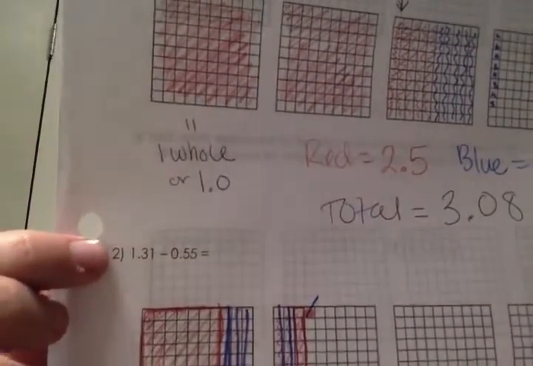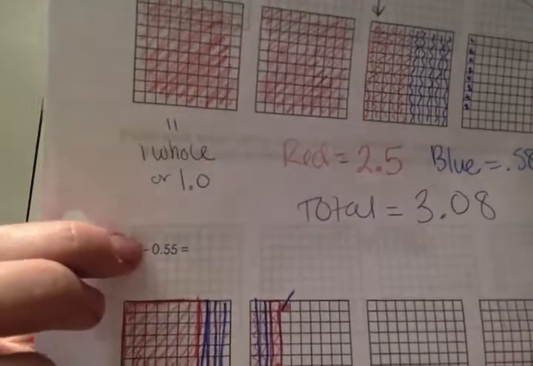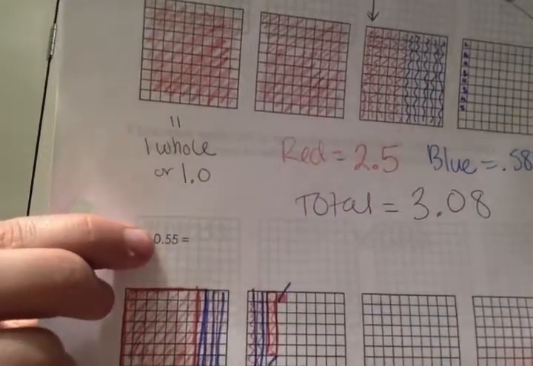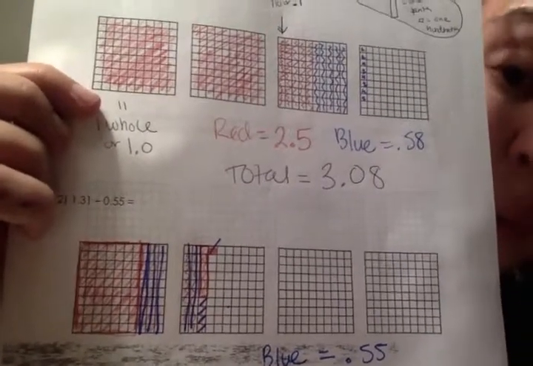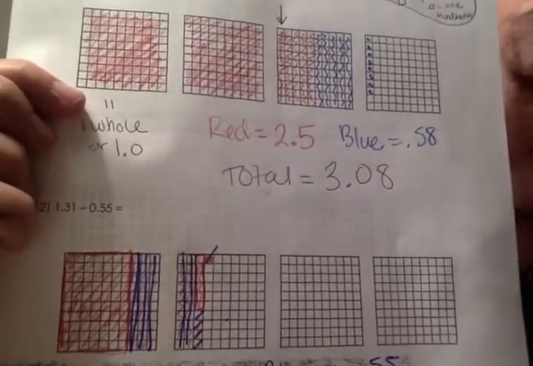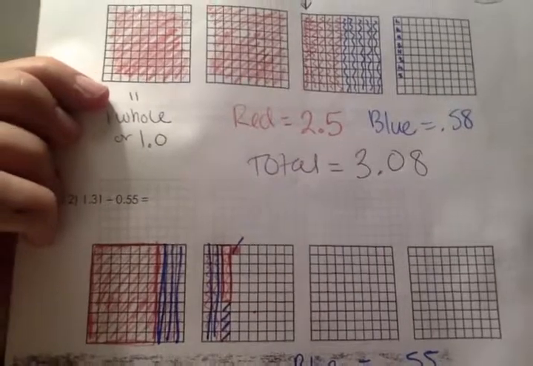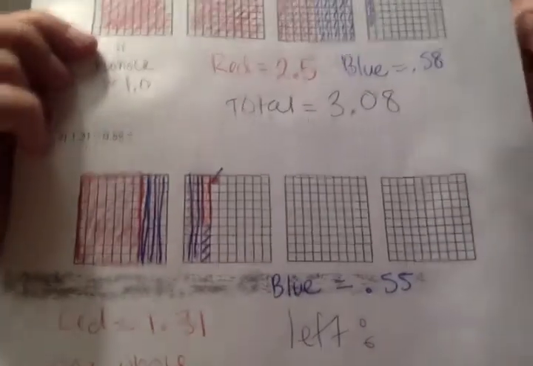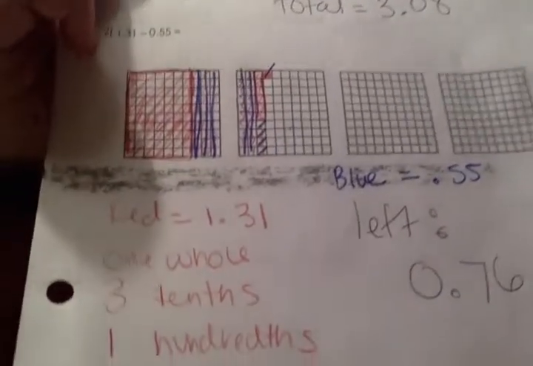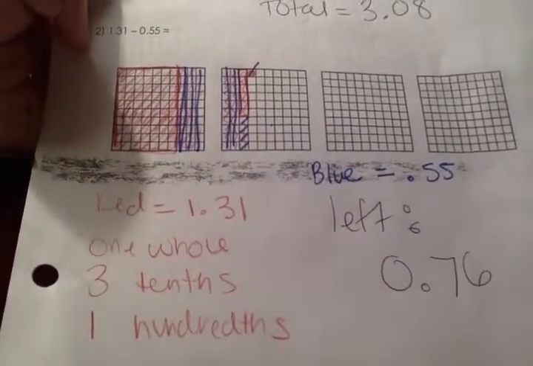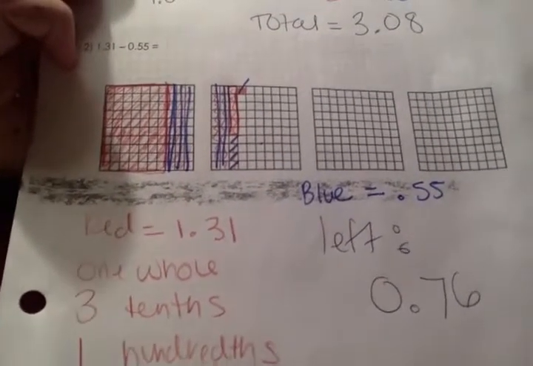Let's take a look at number 2. Number 2 is subtraction. It asks us to do 1 and 31 hundredths minus 55 hundredths. Subtraction, we're going to do a little differently. We're going to start by drawing in one color, and then we're going to cross out squares with the other color. I started with the red, the bigger number. You always have the bigger number on top when we subtract. The red is going to be equal to 1 and 31 hundredths.